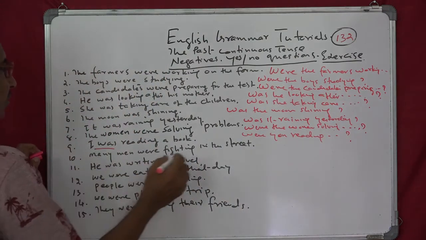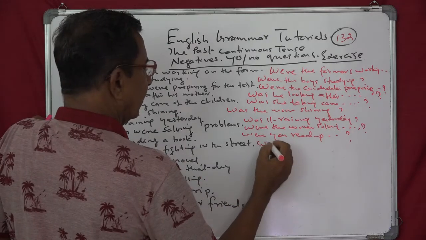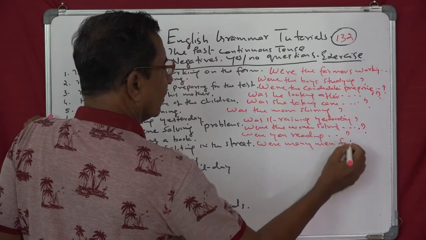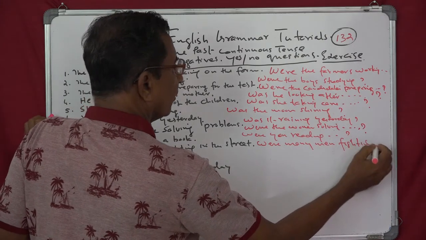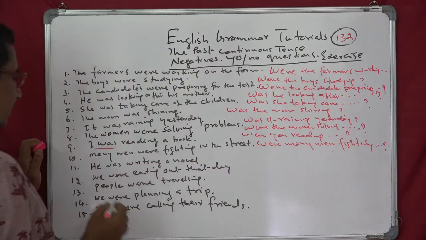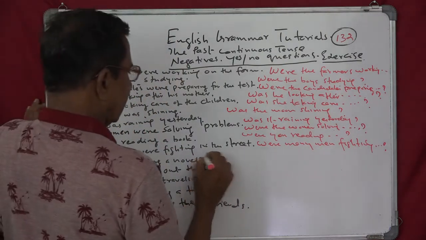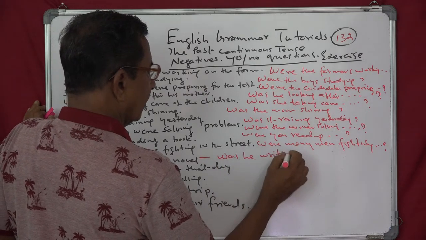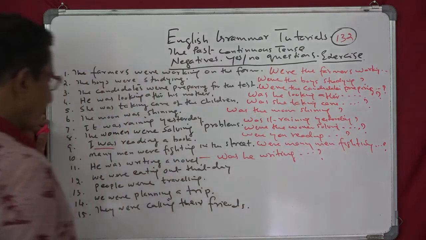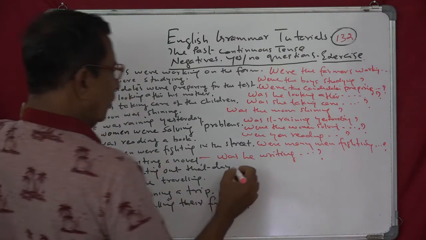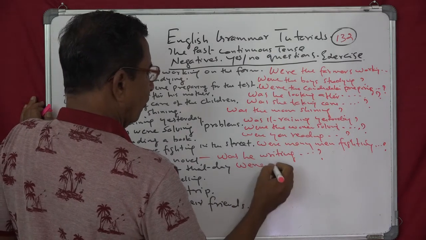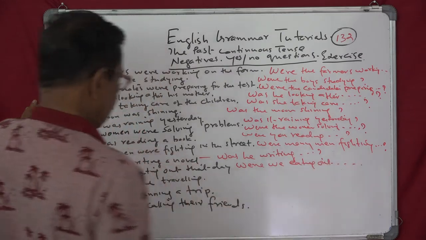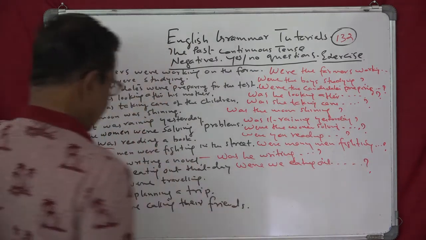And then many men were fighting. Were many men fighting, etc. And then he was writing. Was he writing? Was he writing a novel? And we were eating out. Were we eating out, etc. Question mark, of course, that should be there.